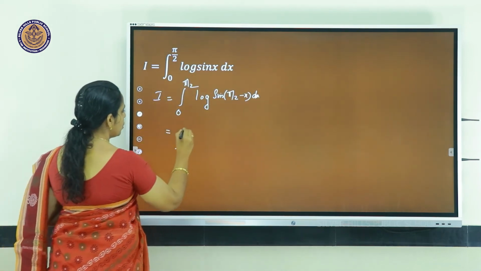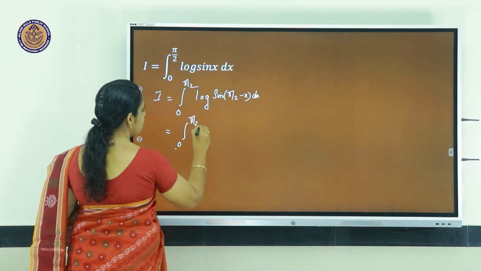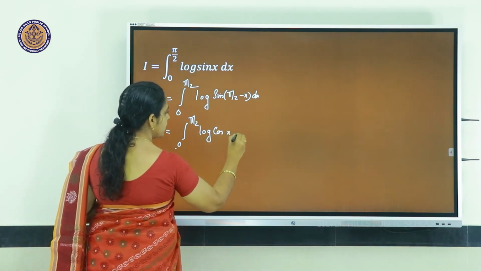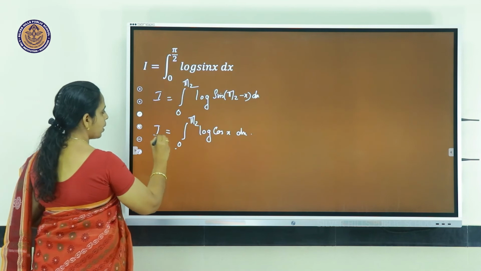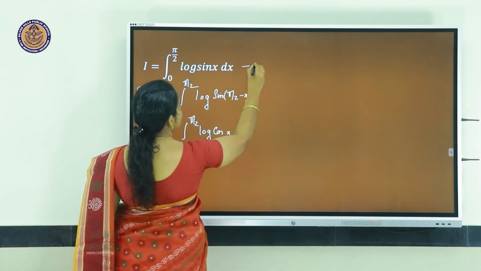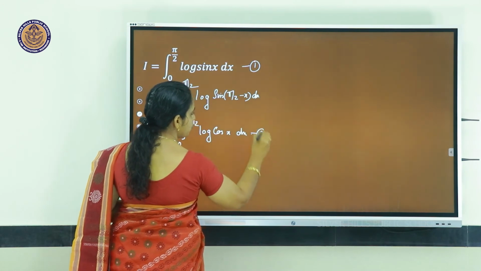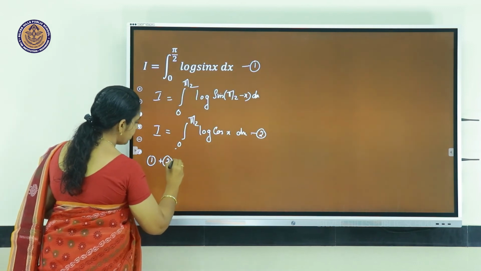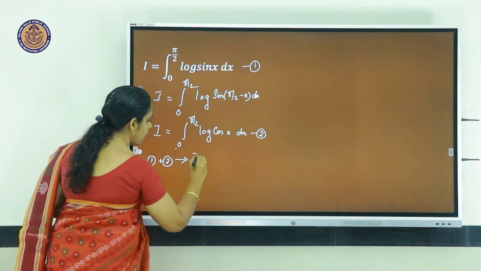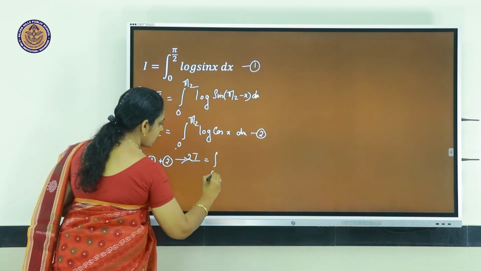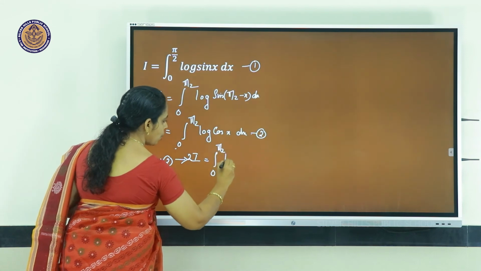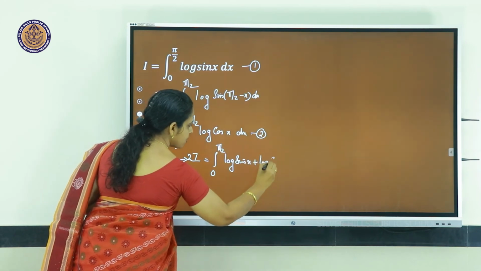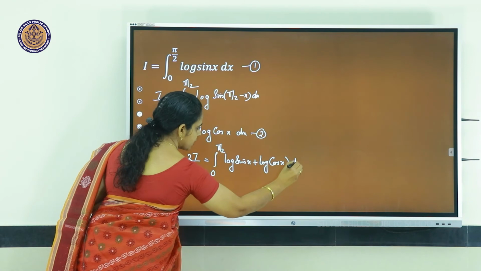equal to integral 0 to pi by 2 logarithm of sin(90 minus x), that is cos x, dx. This is also our I. Now, let us give the question as number 1, this as number 2. Let us add 1 and 2. 1 plus 2 gives I plus I, 2I equal to integral 0 to pi by 2 logarithm of sin x plus logarithm of cos x into dx.